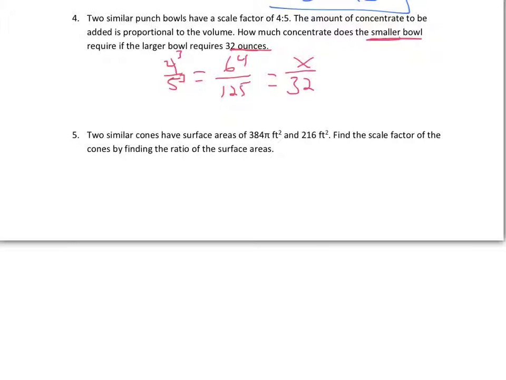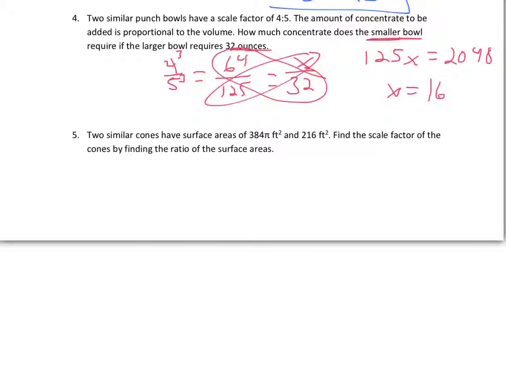Okay, so we cross multiply and divide, and we have 125, right? We need to multiply those together, so we have 125x equals 32 times 64, 2048. Divide both sides by 125, and x equals 16.4 ounces.